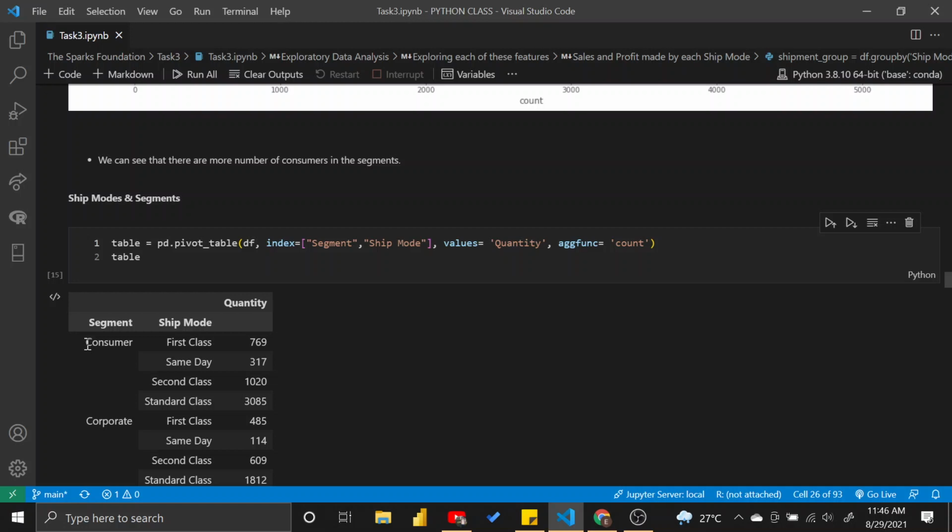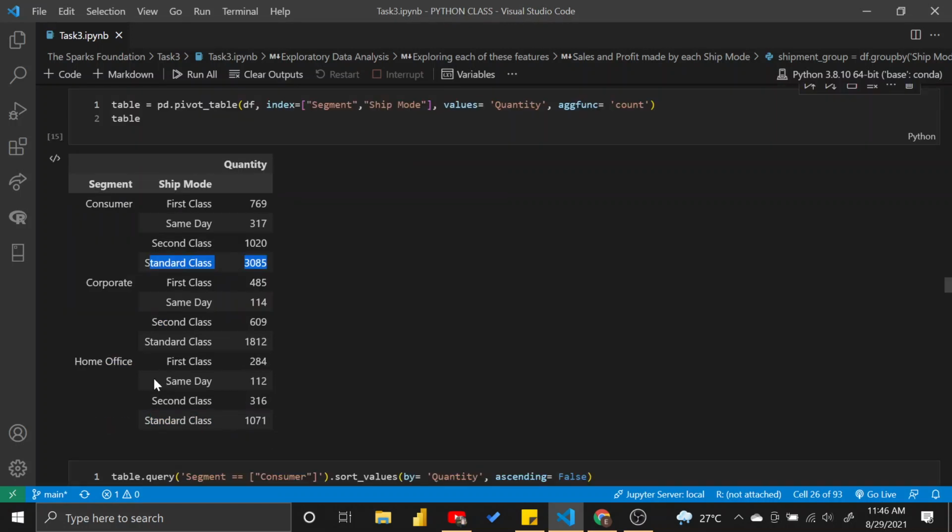Here I've used segment as my main index and ship mode as my second index, and I've just taken the count of the quantity column. If you look at that, for consumers, standard class has the highest quantity. For corporate also we can see standard class has the highest quantity, and for home office, standard has the highest quantity. That's something good that we can keep in mind, that standard class is preferred by all three segments.